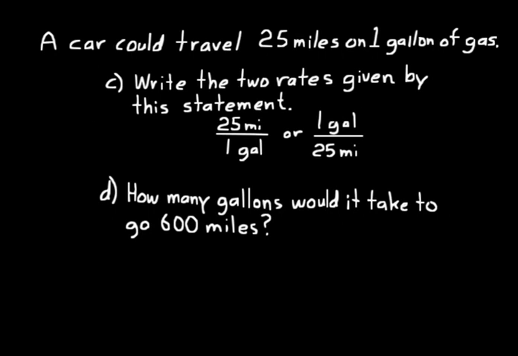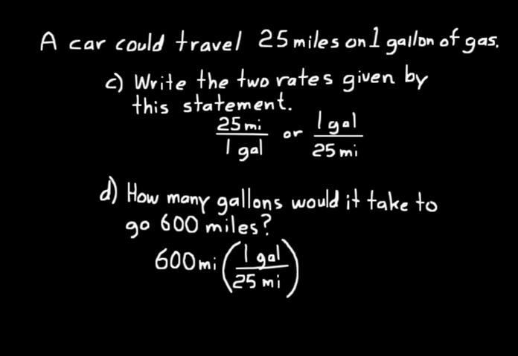Now we want to know how many gallons would it take to go 600 miles. So just like any unit multiplier problem, we write down what's given first, 600 miles, and we know we want to convert that to gallons because that's the question. How many gallons would it take to go that far? 600 miles. Okay, so we take 25 miles over 1 gallon, but that wouldn't work. We have to cancel the miles. So miles has to be on the bottom of our unit multiplier. 1 gallon over 25 miles.